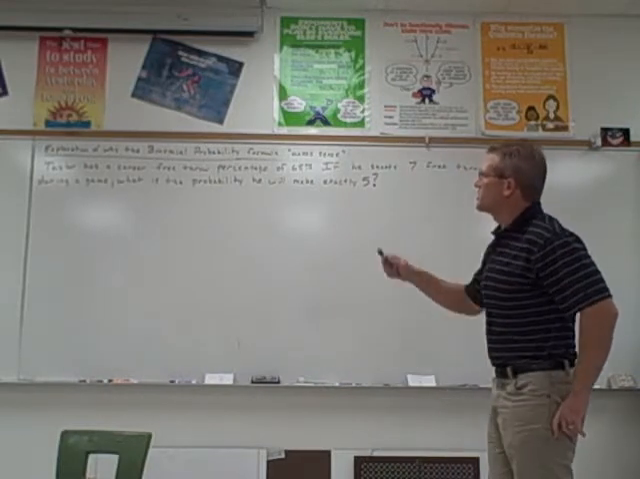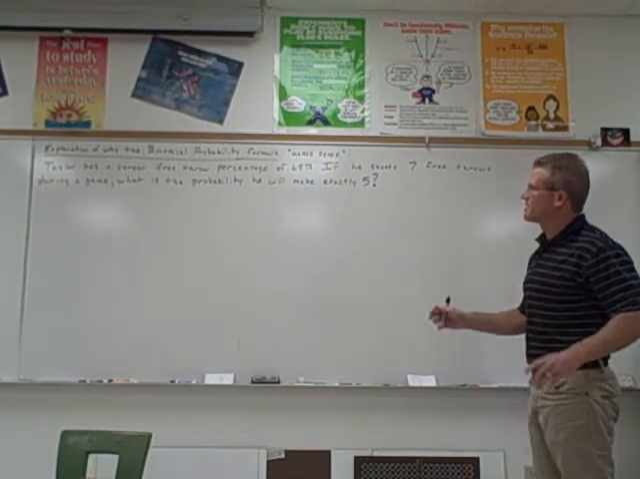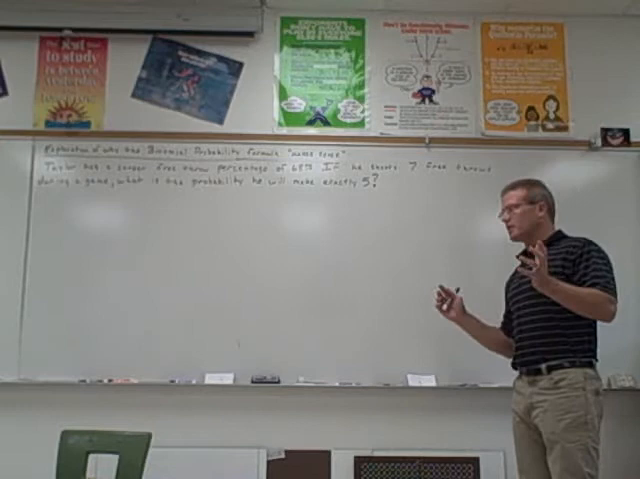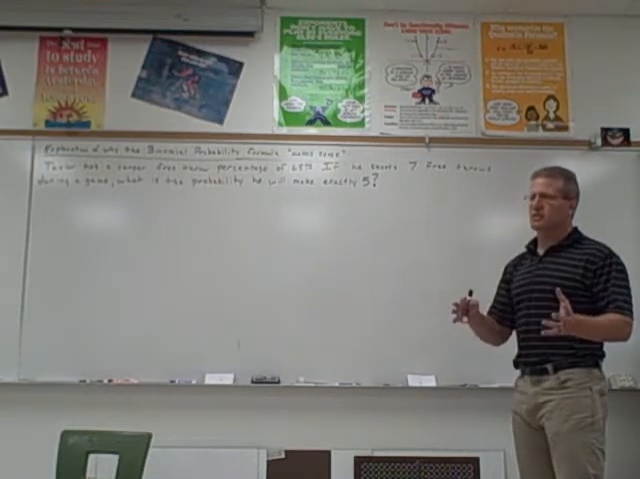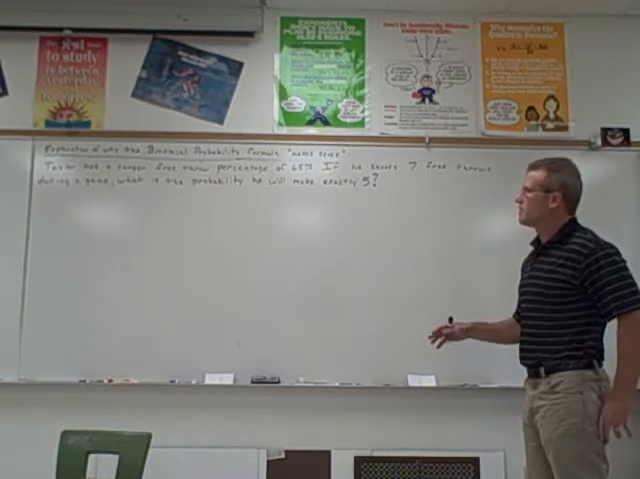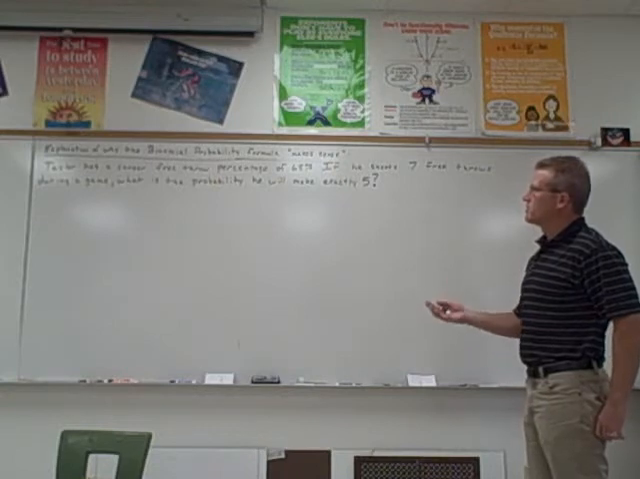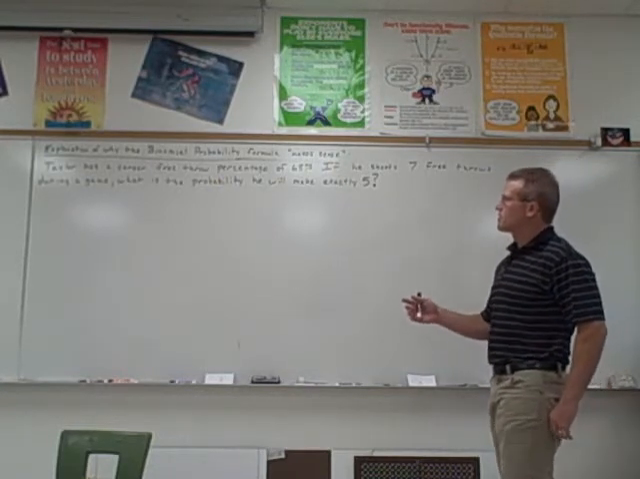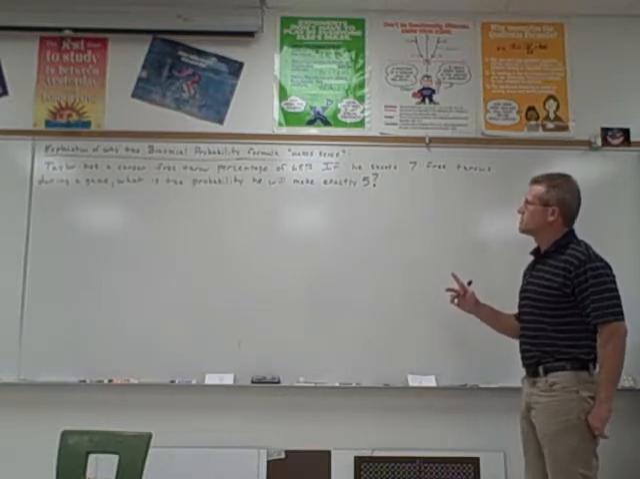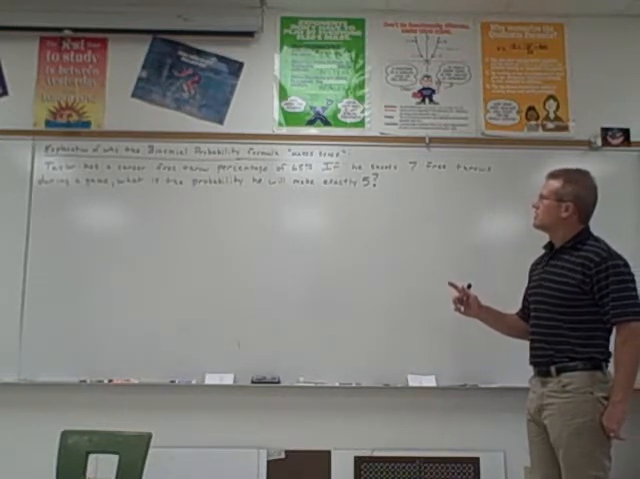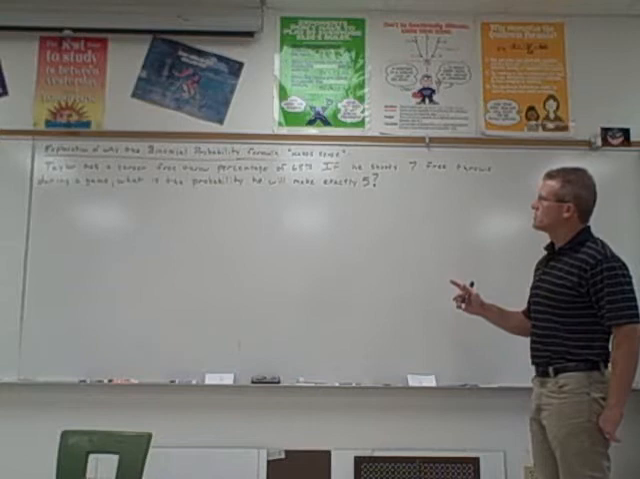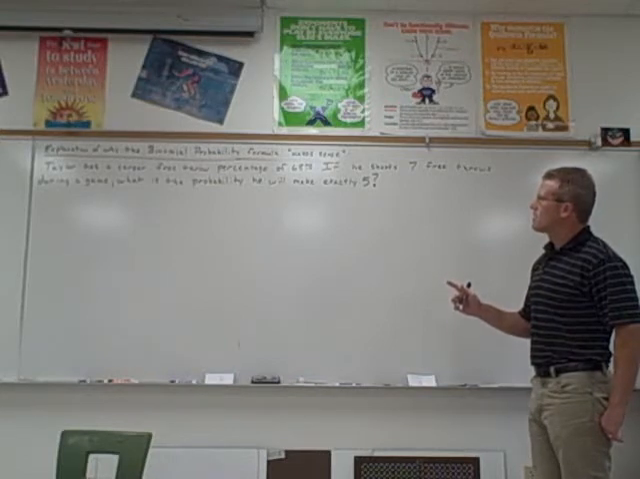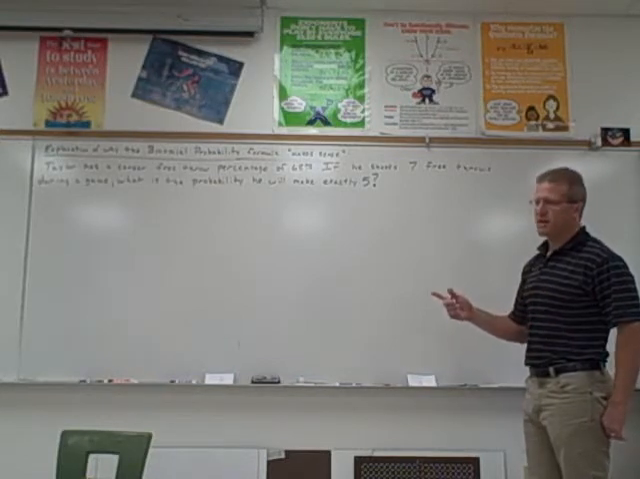It says explanation of why the binomial probability formula makes sense. So I'm trying to get you to do more than just plug in the numbers, but to understand why it makes sense, because I think you're more likely to remember how to do something like this if you understand the reasoning behind it. Taylor has a career free throw percentage of 68%. If he shoots 7 free throws during a game, what is the probability he will make exactly 5?